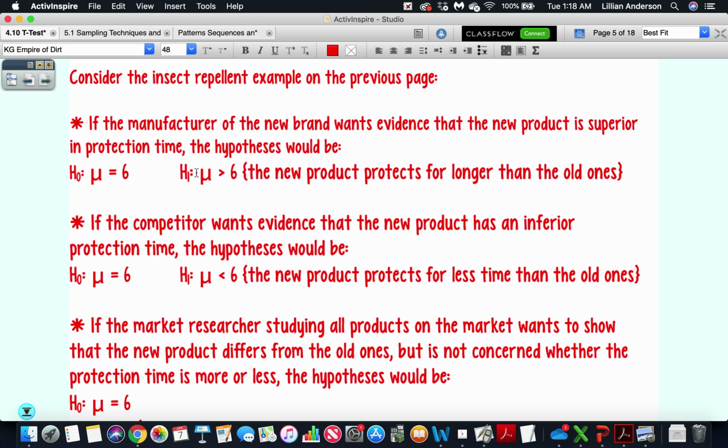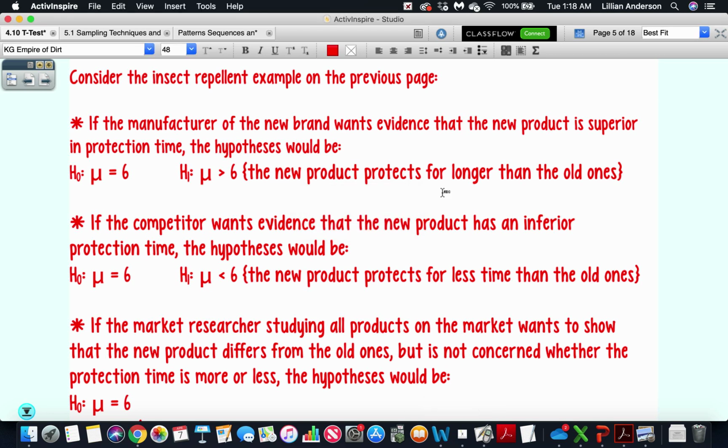And then the alternative hypothesis would be mu is greater than 6, because it would represent the new product protects longer than the old product. Okay, so if it's superior, that means it does a better job at protecting. So we would use the greater than symbol and then 6 to represent our alternative hypothesis.